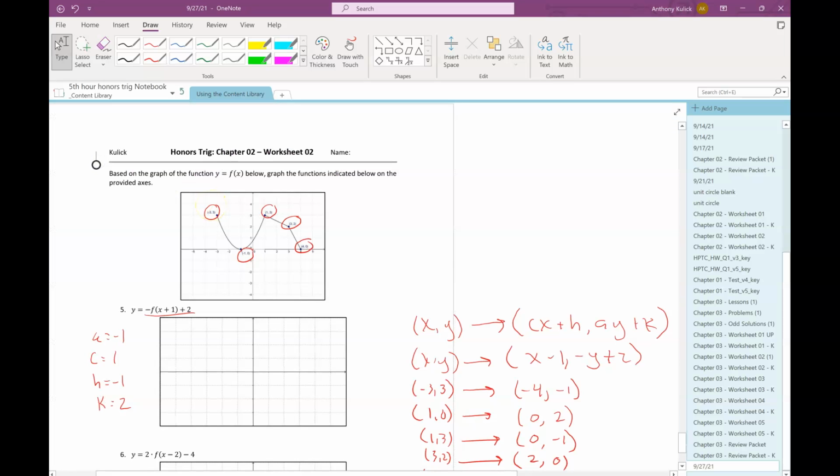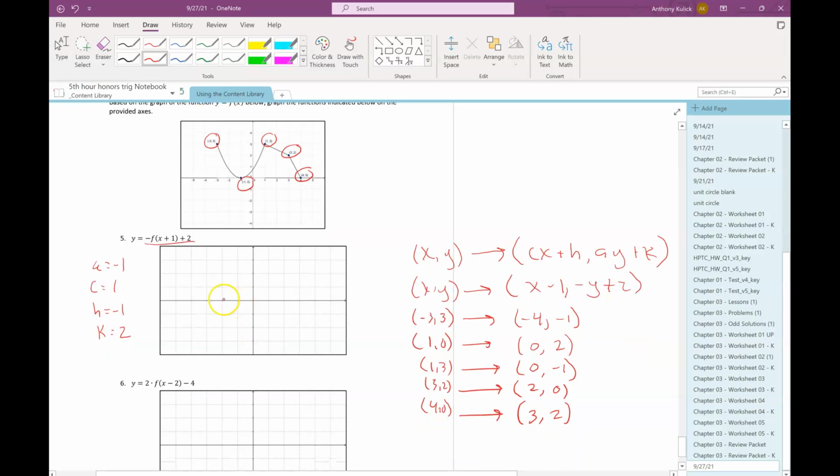So now that I have that, I'm just going to go back to my picture. There's negative 4, negative 1. There's 0, 2. There's, well, that's negative 1, 0. Oopsie-doopsies. Makes a heck of a lot more sense. There's negative 1, 0, and then 2, 0, and then 3, 2.